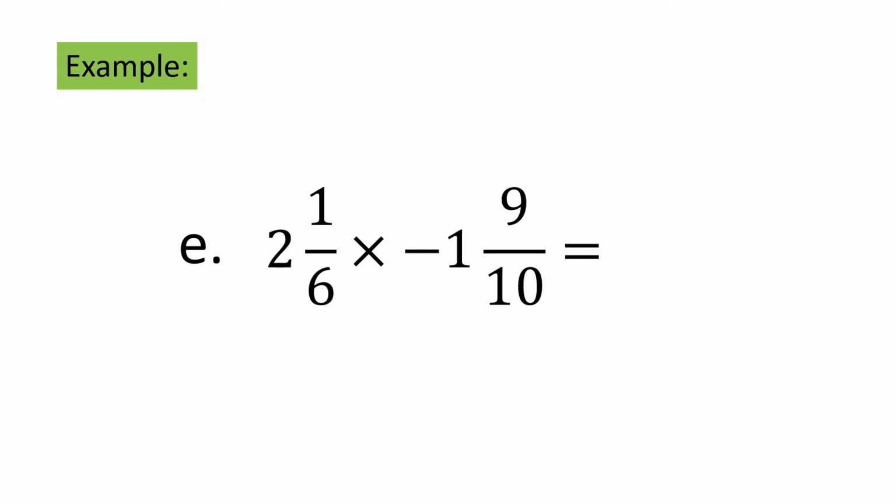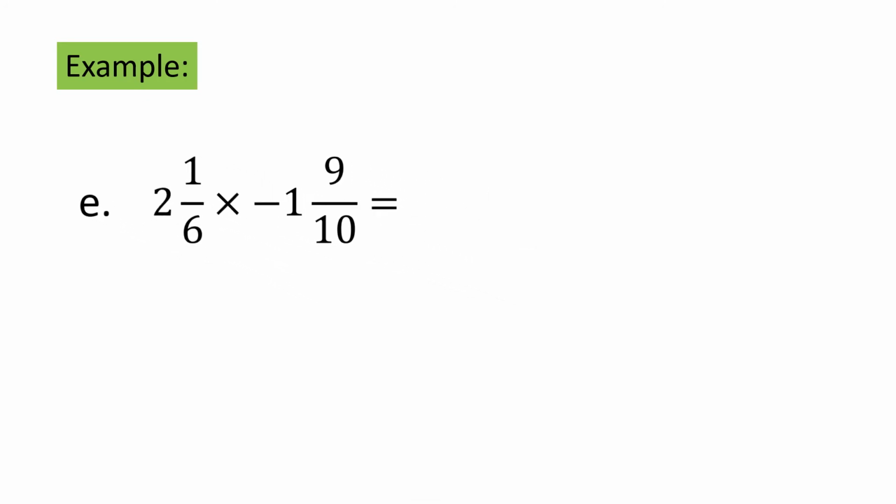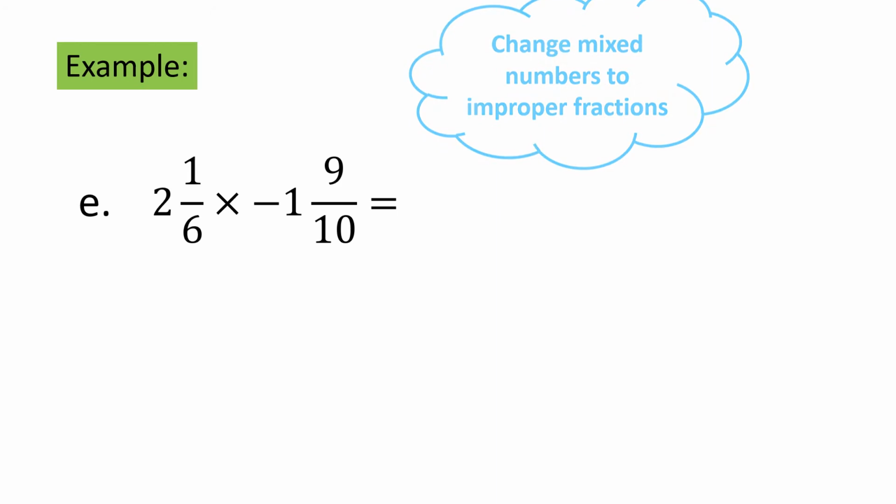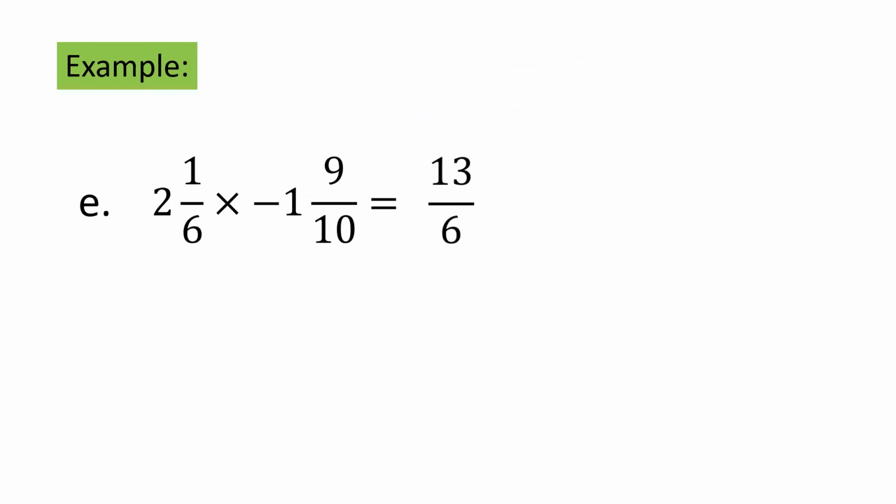Another example. 2 and 1 over 6 times negative 1 and 9 over 10. So kapag ganitong mga examples, ang tawag natin dito ay mixed numbers. So ang una natin kailangan gawin is to change the mixed numbers to improper fractions. Paano ba yon? Halimbawa, yung 2 and 1 over 6 sa improper fraction, ito ay magiging 13 over 6. Nakuha iyan by multiplying 6 times 2 and then plus 1. 6 times 2 plus 1, so 13.